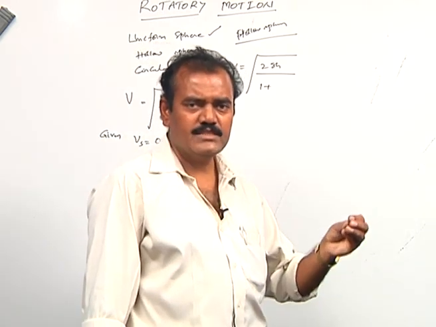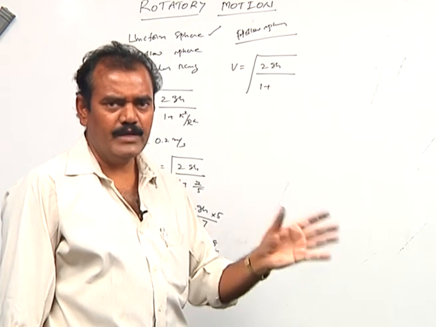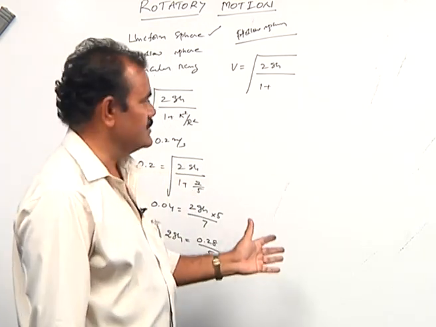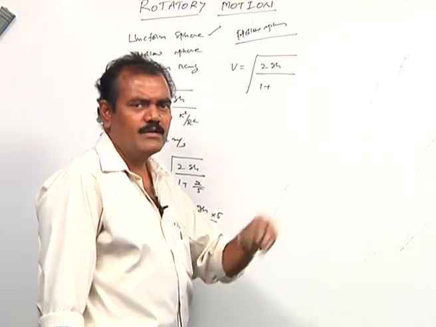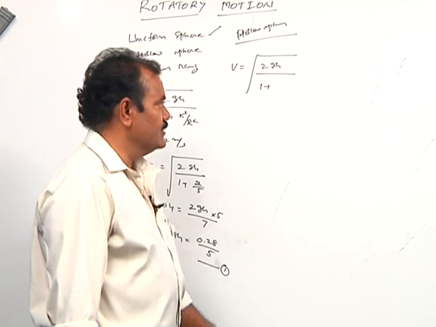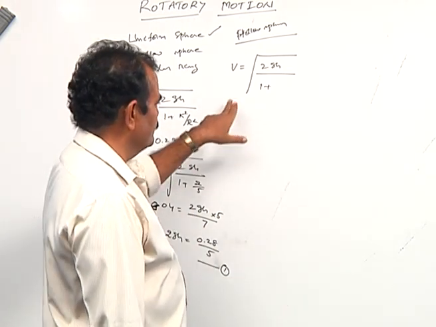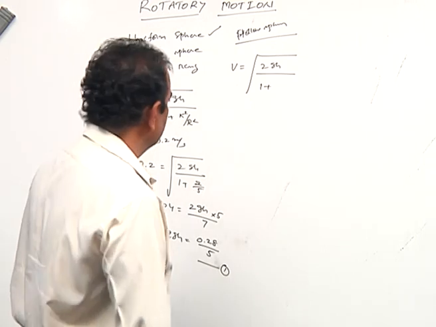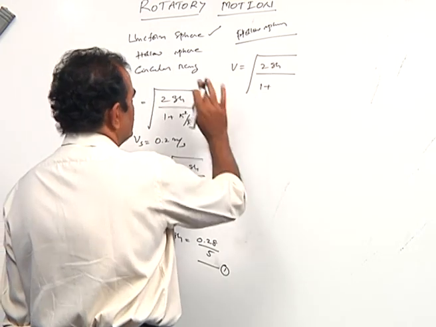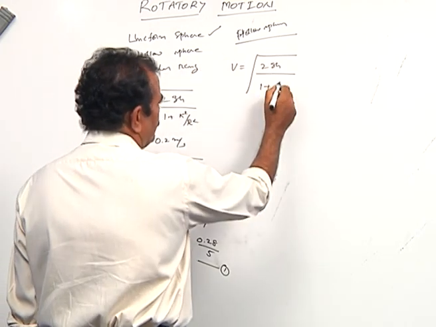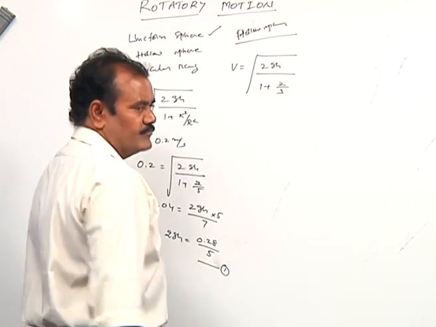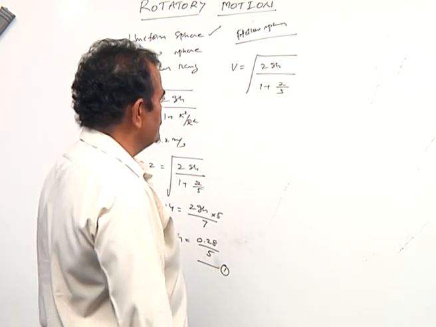Why is rotatory motion considered comparatively difficult compared to other chapters? Because there are so many formulas involved, and you have to get command over all of these formulae. So in this case, for the hollow sphere, k square by r square will be 2 by 3. That is, 1 plus 2 by 3.